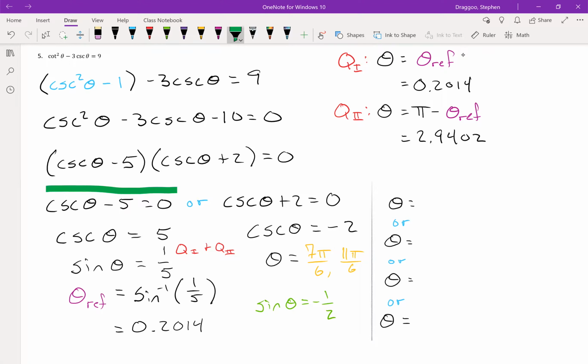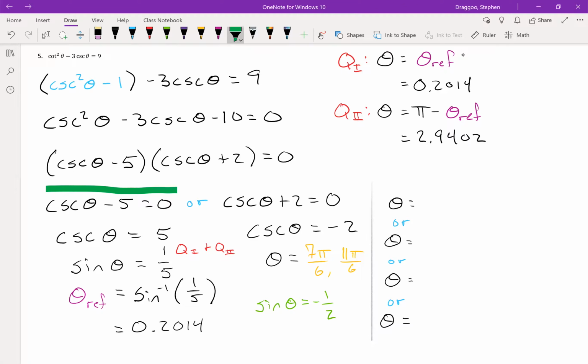Right here, cosecant theta minus 5 equals 0, meaning that cosecant theta is equal to 5, or sine theta is equal to 1/5. Not a value that we know off the unit circle, so again, we'll need a reference angle. And that reference angle is the sine inverse of 1/5, which comes out to 0.2014.